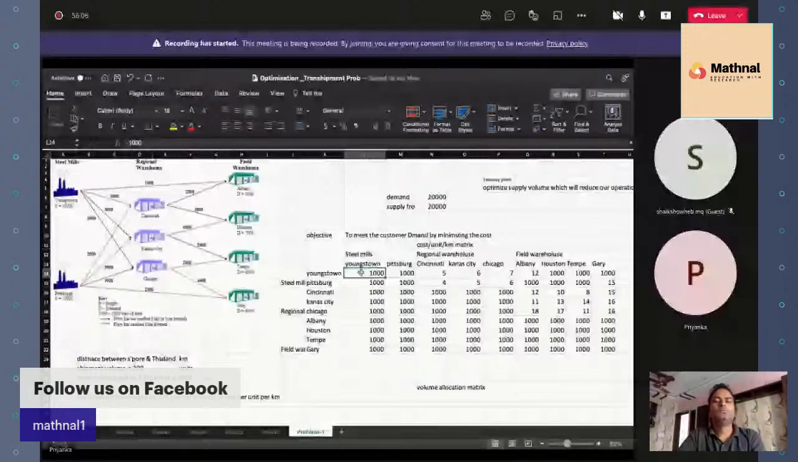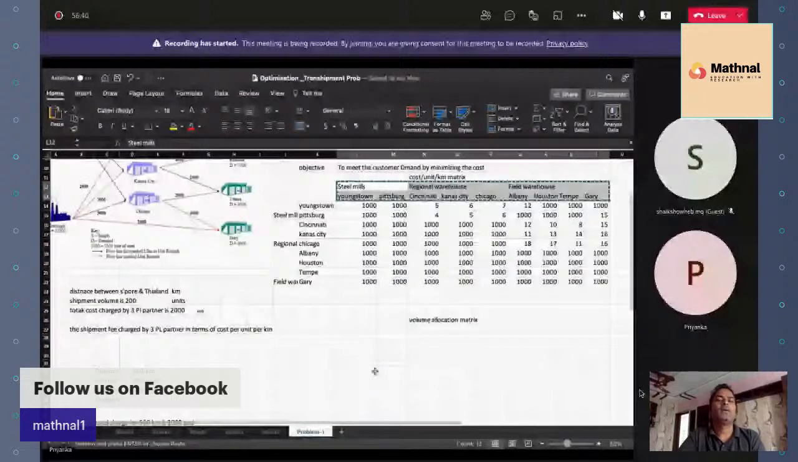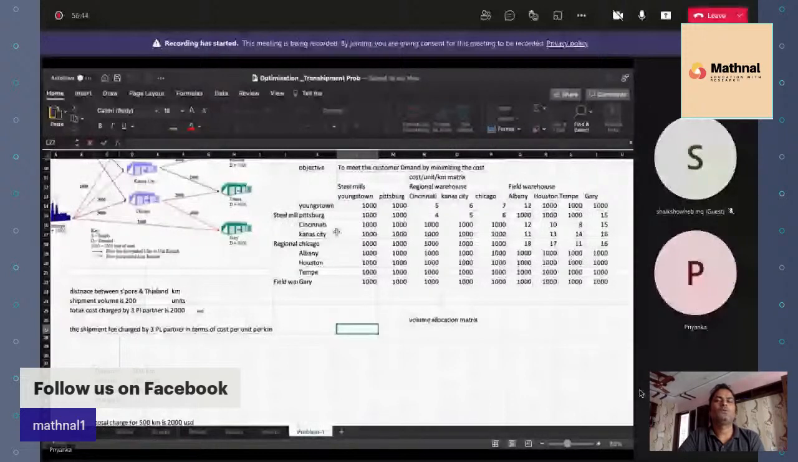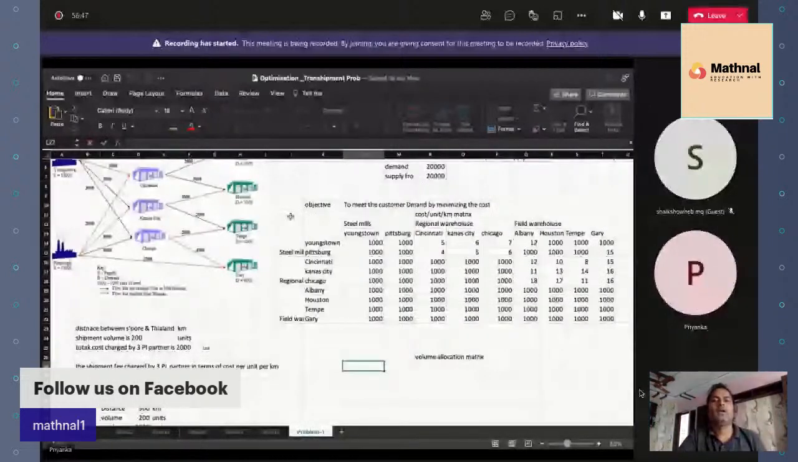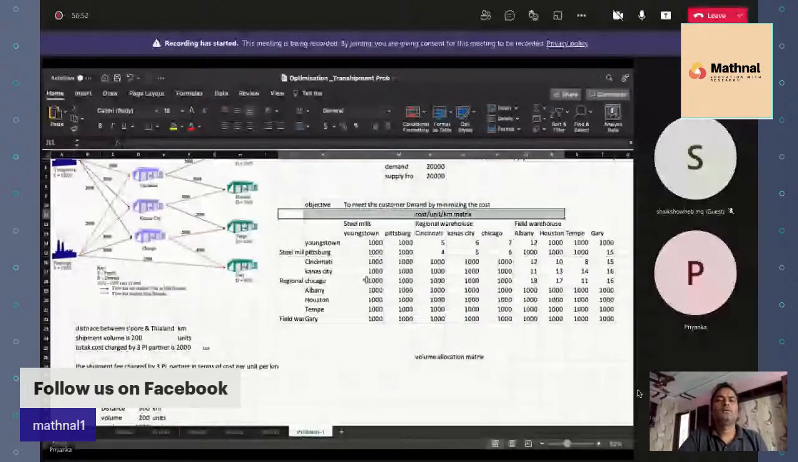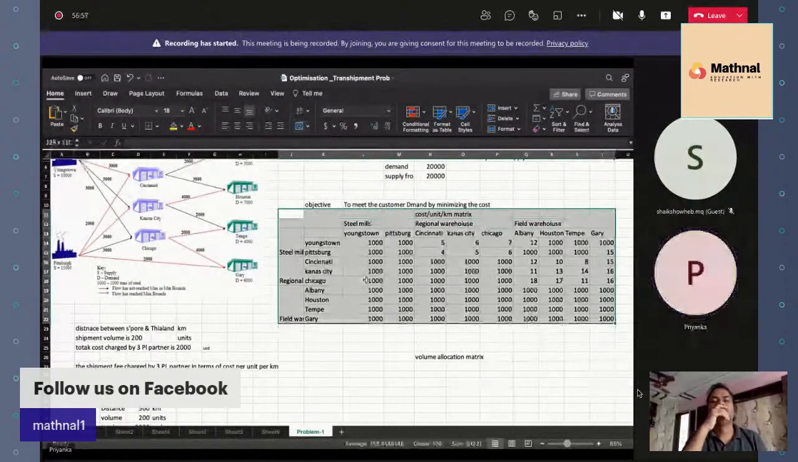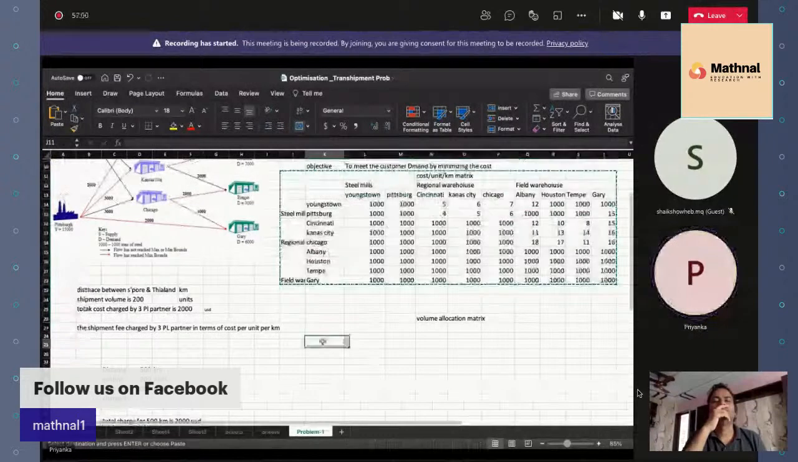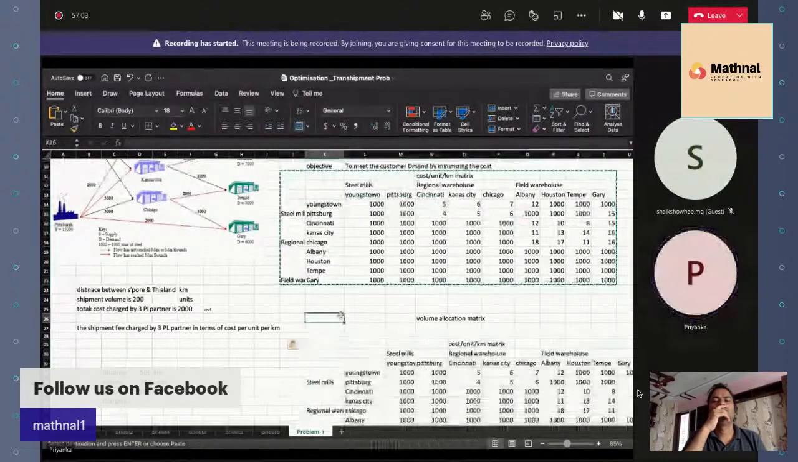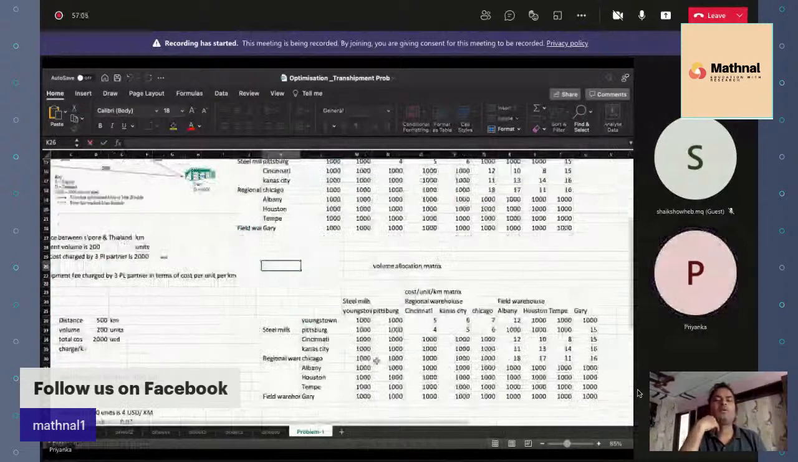Okay. Now we have to copy and paste this matrix below. You have to copy and paste from the K. Yeah, we have to take the row and the column also. Now we're not getting a point. So remove the cost per unit per kilometer matrix word that we don't want.